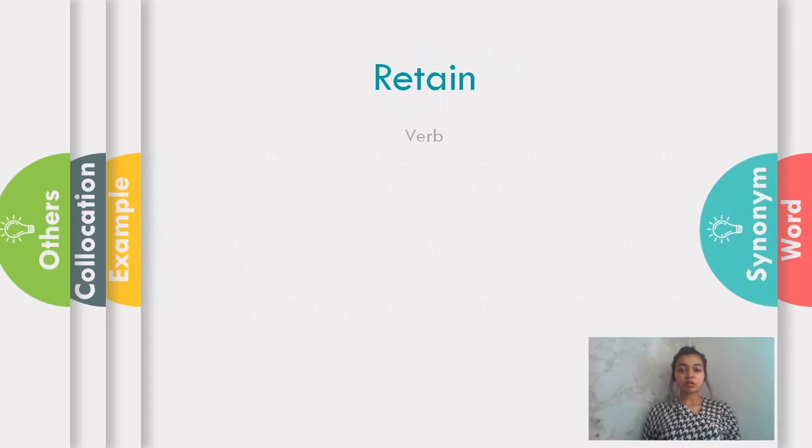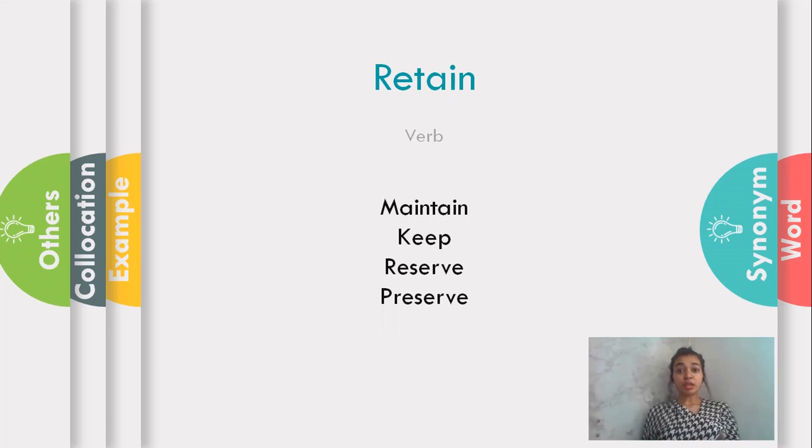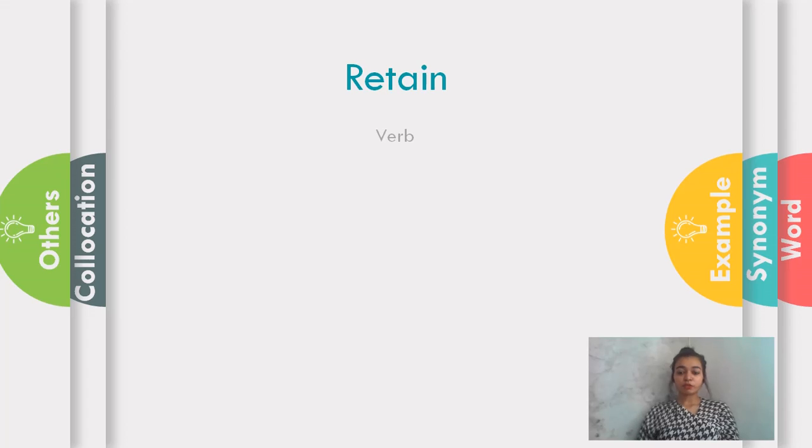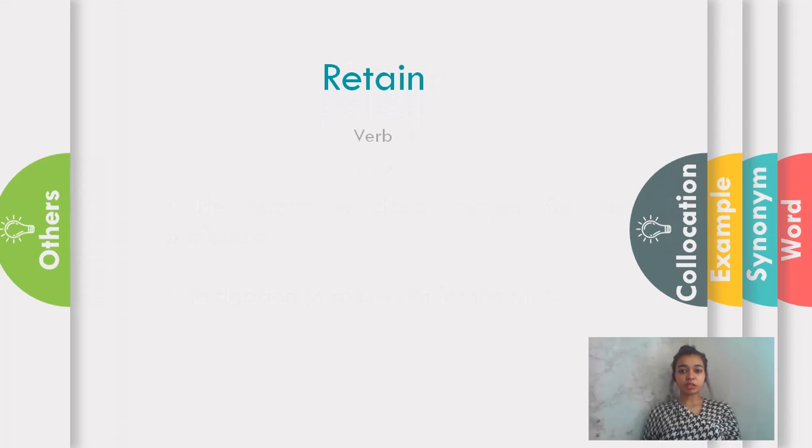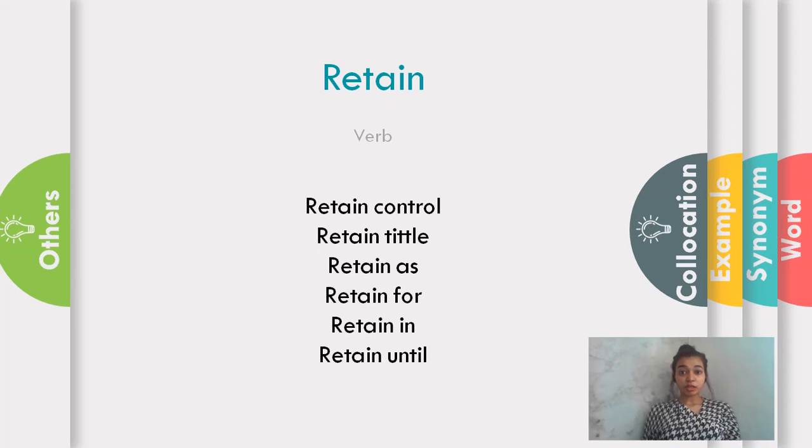The synonyms of retain are maintain, keep, reserve, and preserve. Let's look at some examples of the verb retain. Like he retains a deep respect for the profession, or he decided to retain him for the trial. Now let's look at the collocations of retain. So retain control, retain title, retain as, retain for, retain in, retain until.